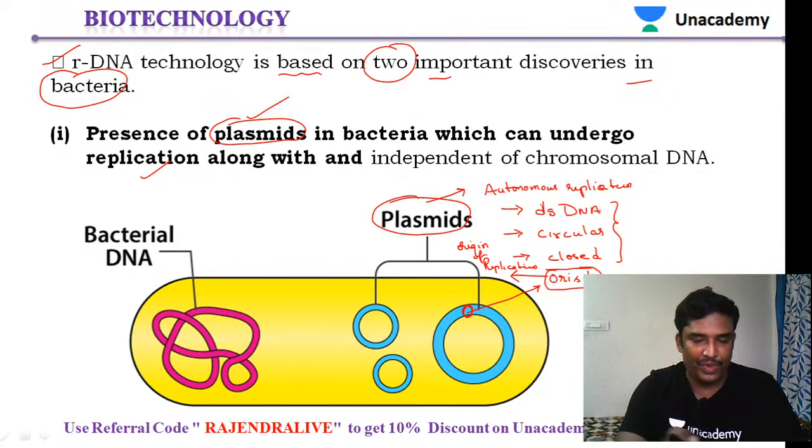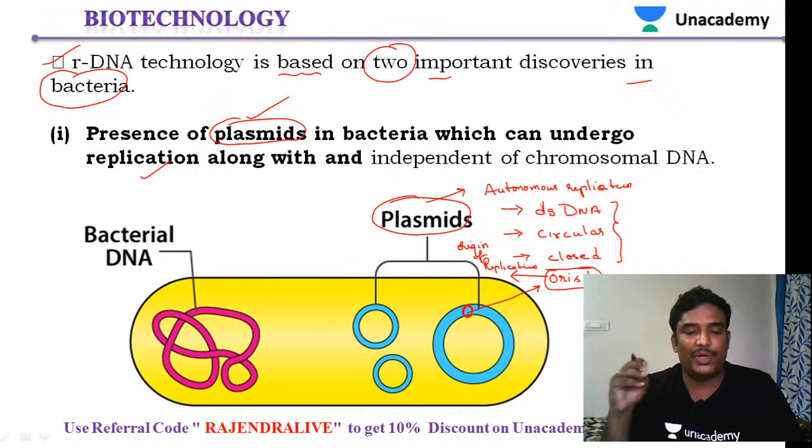Yes, very good students. Very good Bhavyasri, very good Saurabh, they replicate independently. Very good Madhurima, very good Priyanka. Yes, so Bhavyasri, very good. So ori site is nothing but origin of replication.